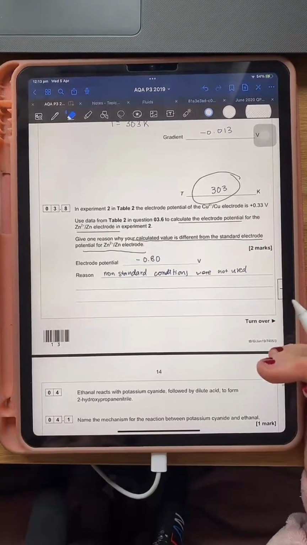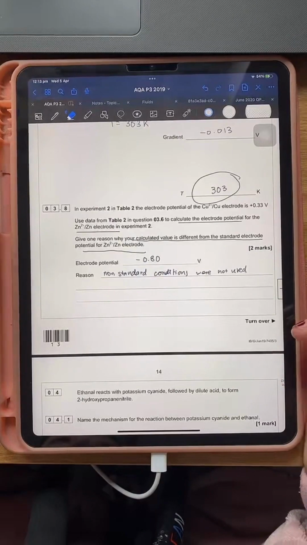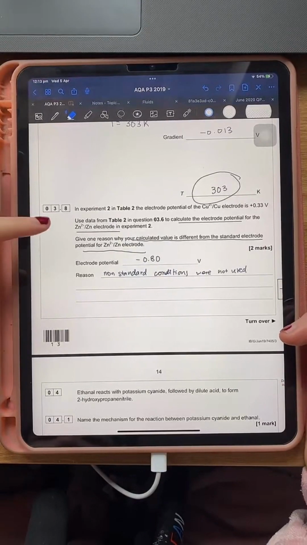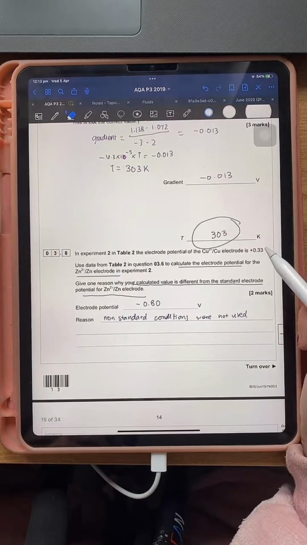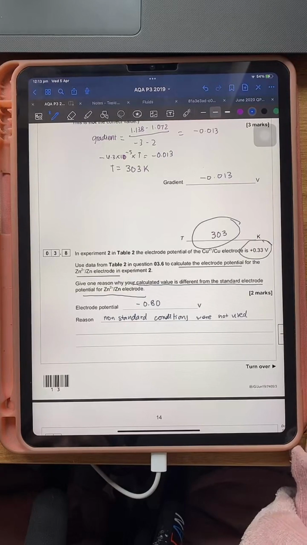Why did you not use 0.33? Where? Oh, this one. Oh, that's because we're looking at the Cu here, but we're finding Zn. So that's what we have there.